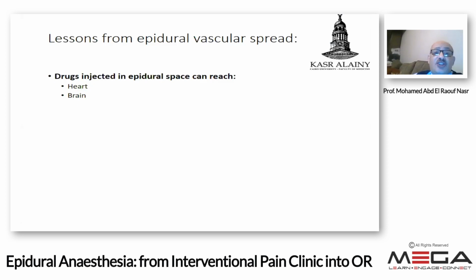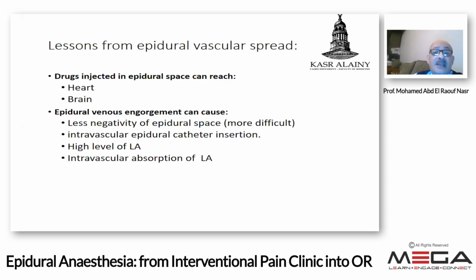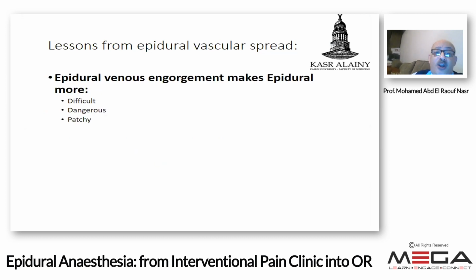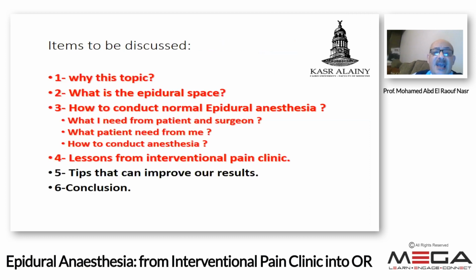So with intravascular injection, drugs can go to the heart and the brain. It's unavoidable, and leads to less negativity of the epidural space, a higher incidence of intravascular epidural catheter insertion, a higher level of local anesthetic, and higher intravascular absorption of local anesthetic with local anesthetic toxicity. One point is very important. If you keep a catheter inside the patient, there is a possibility of catheter migration, and when you are giving a top-up dose, you should be cautious that the catheter may have migrated into a blood vessel. So epidural venous engorgement makes epidural difficult, dangerous, and patchy.